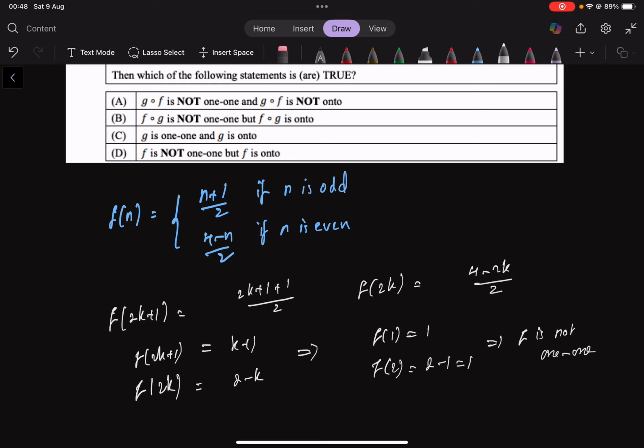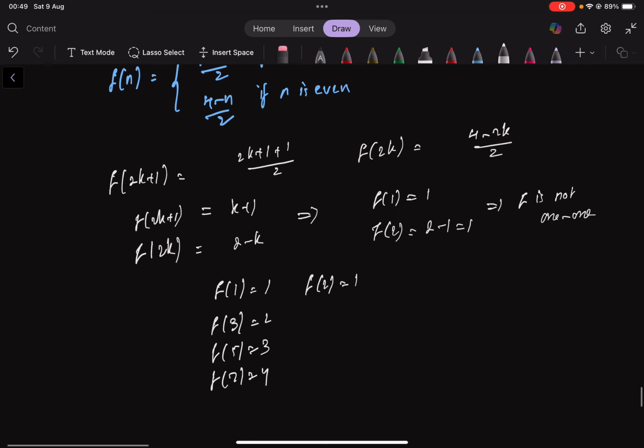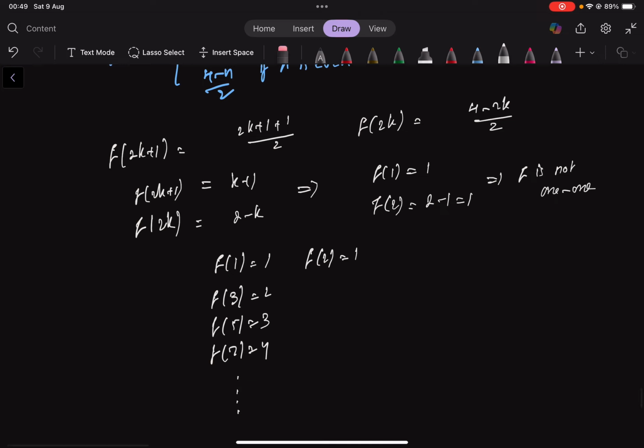Now, f of 1 is 1, and f of 2 is 1. And f of 3 will be 2, f of 5 will be 3, f of 7 will be 4, and so on. And similarly here, f of 4 will be 2 minus 2, which is 0. And f of 6 will be 2 minus 3, which is minus 1. f of 8 will be minus 2, and so on. So that means it is spanning all the integers from minus infinity to infinity.